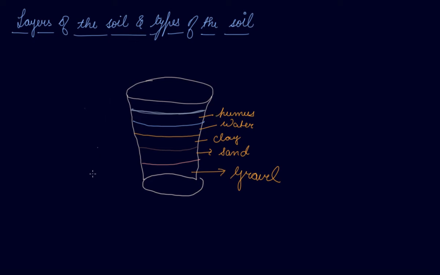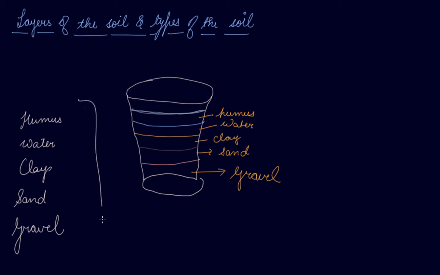Now this is how the layer of the soil is formed. Number one is humus. Then there will be water, then clay, sand, and at the end you will see the gravel. You can perform this activity at your home and you can see this live example of the layers of the soil.